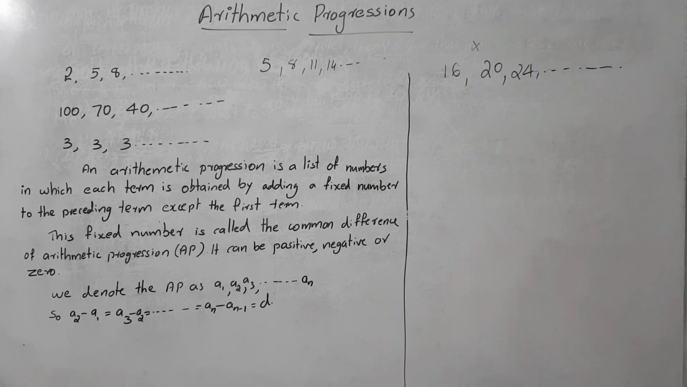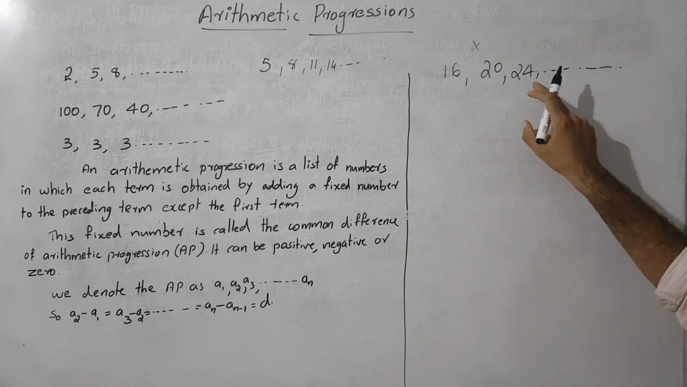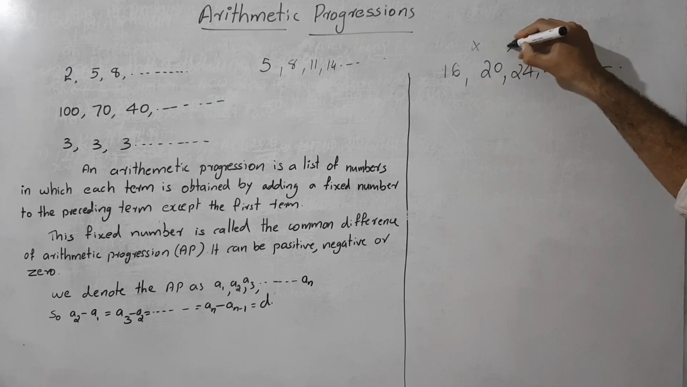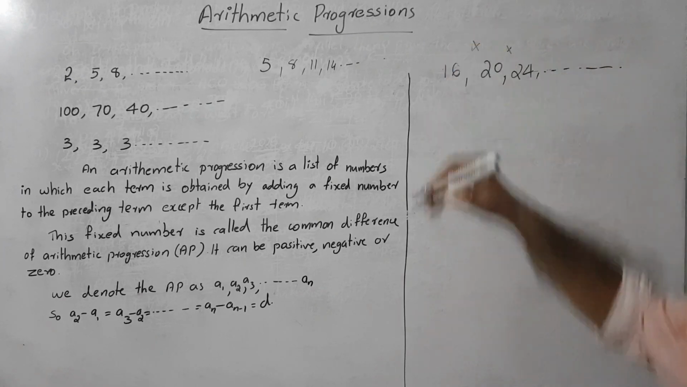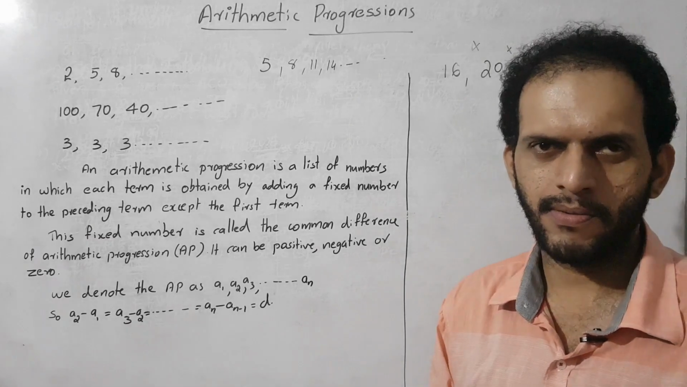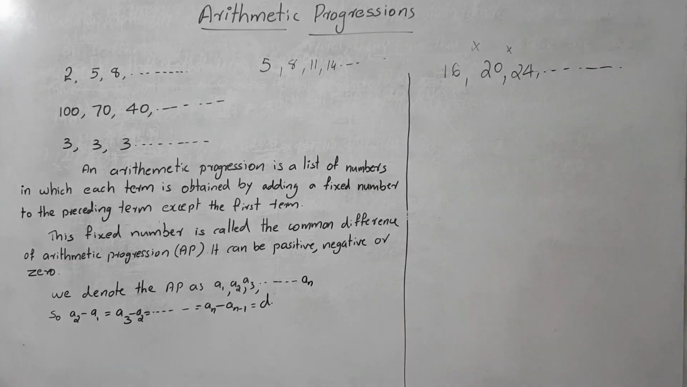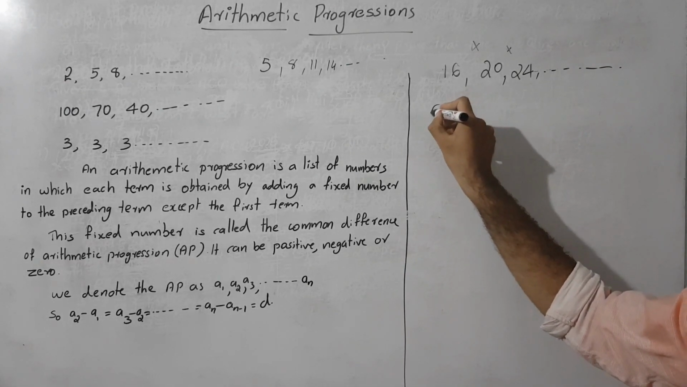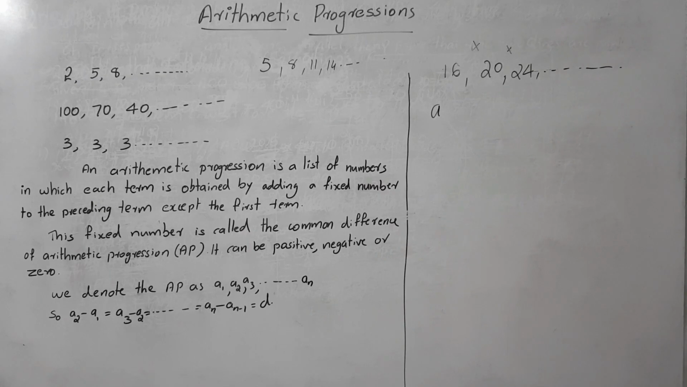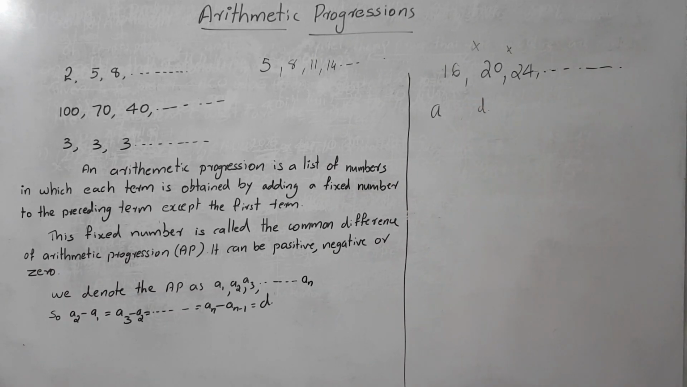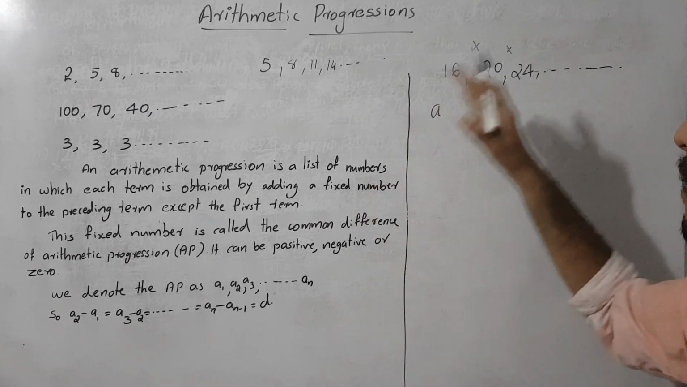Then how do we write the third term? We add the fixed number to the second, that is also 4. Then what do we call this fixed number? The fixed number is called the common difference, and the letter denoting the common difference is D. Okay, if we take the first term as A and the common difference as D, then how do we create the sequence?